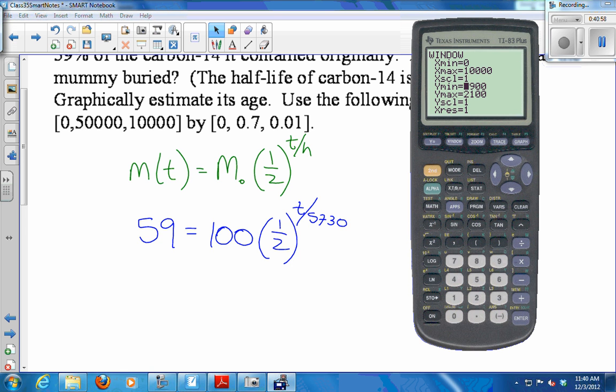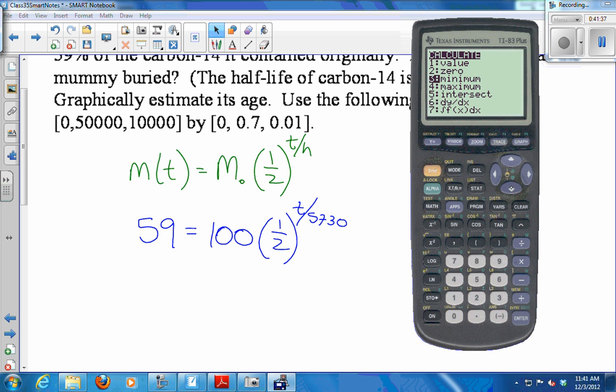And then for Y, which represents the percent of C14 left in the cloth, the lowest would be 0 and the highest would be 100, right? So we graph it, and I want to know where these two cross. The line that's decreasing represents the amount of C14 in the burial cloth changing over time. And the horizontal line represents 59%. So I want to know where they intersect.